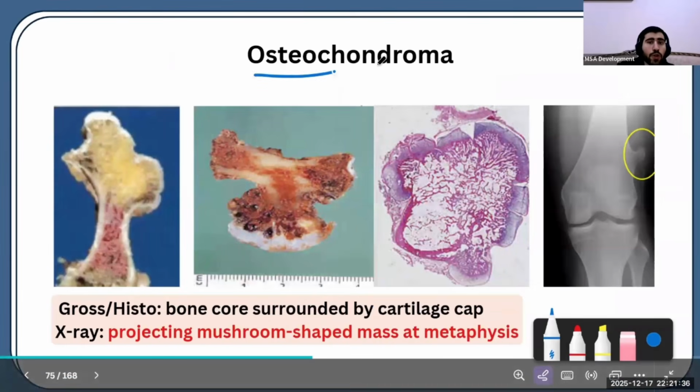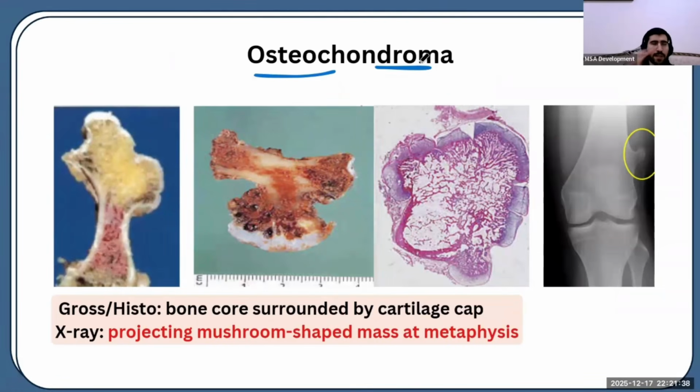Now we also have osteochondroma. That's still benign because it ends with oma. Just to know, sarcomas are cancerous. Oma or adenoma, oma is benign. So this is osteochondroma, that's still benign. But look at the name, it's osteo and chondro. So it's both bone and cartilage.